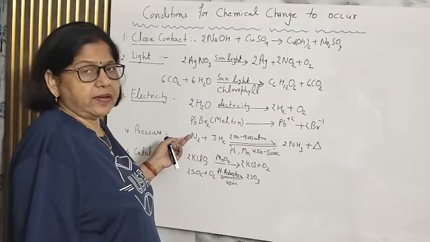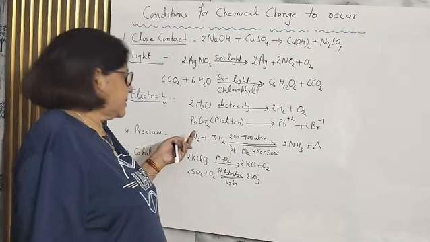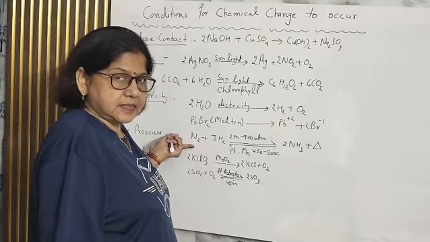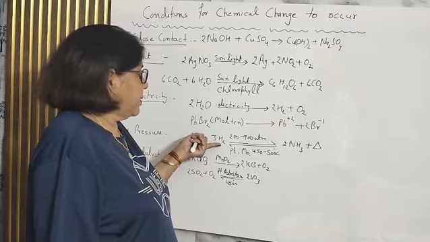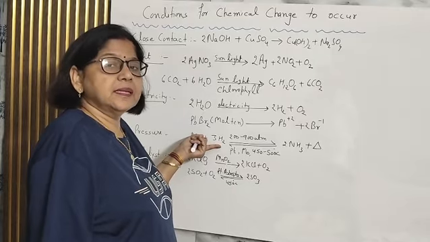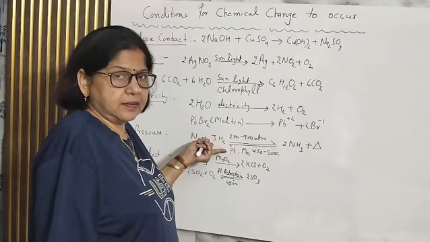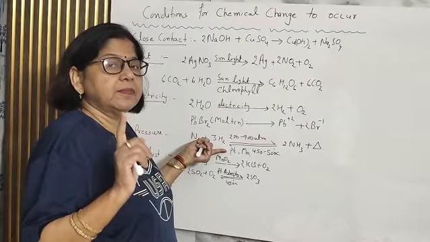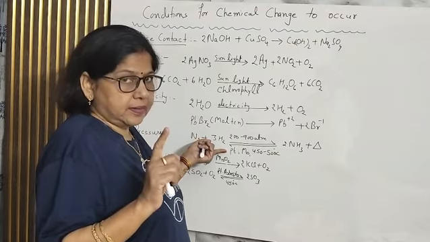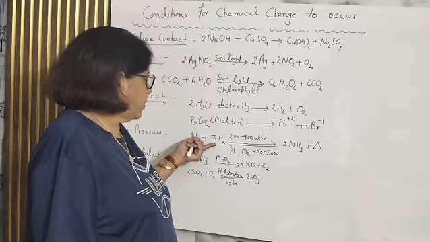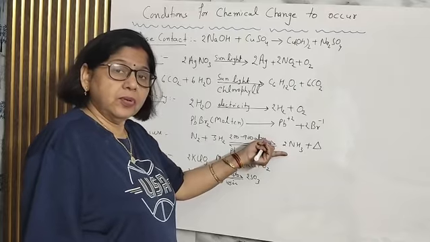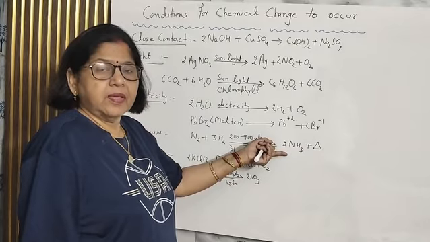Next is pressure, a very important factor, children. There are certain reactions, preferably those involving gases, right? And that too, the reaction may be a reversible reaction. Then what is required? The optimum pressure is required. Then only will the gaseous molecules take part in a chemical reaction and give you the product, right?